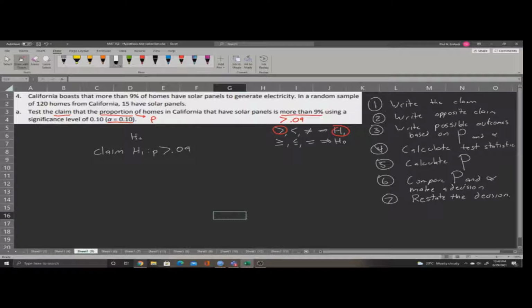This means our null, according to step 2, will be the opposite of greater. That would be less, but remember that null must also contain equal to. We'll use the same letter and the same number.